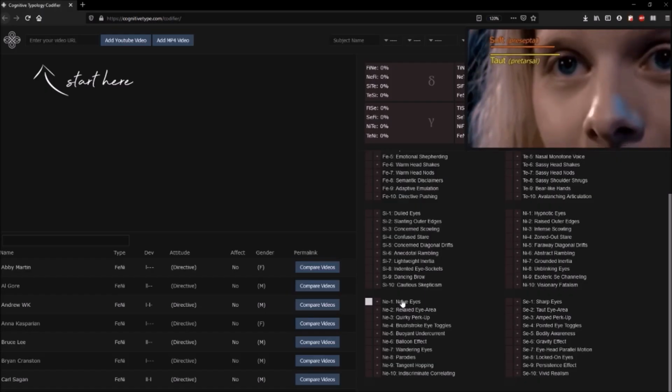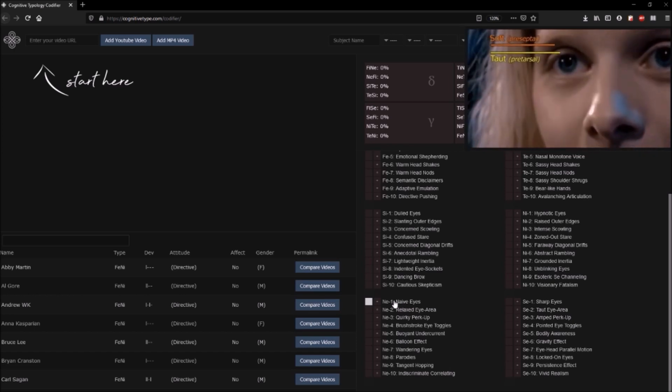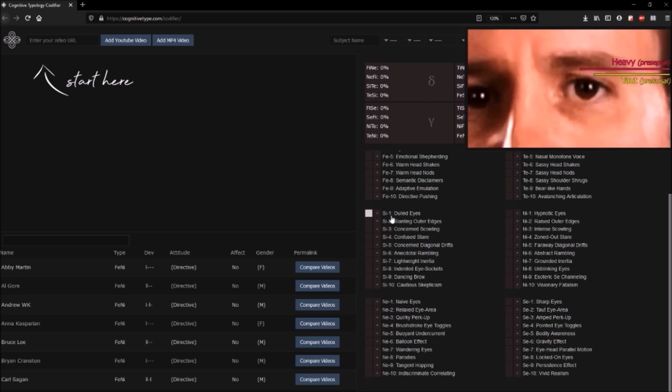And finally, we have the NE versus SE signals. Now I'm going to start with NE1, which is naive eyes. And with naive eyes, what you see is that the pretarsal region, which would be the eyelid, is taut or raised, while the perceptual area, which is the area between the eyelid and the brow, is soft. Now I use the word soft here in contrast to the word heavy, which is seen in SI1.